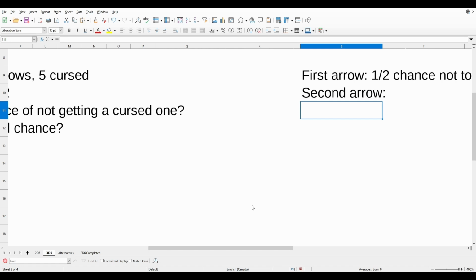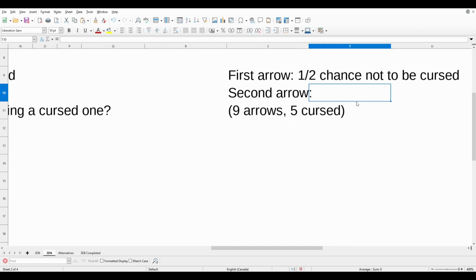I have selected one. So right now I have 9 arrows, 5 cursed. I have taken one of my non-cursed arrows away. There is a larger proportion of cursed arrows to non-cursed arrows at this point. It's no longer 50-50. At this instant, I have a 5 out of 9 chance to get a cursed arrow, which means that I have a 4 out of 9 chance not to be cursed.